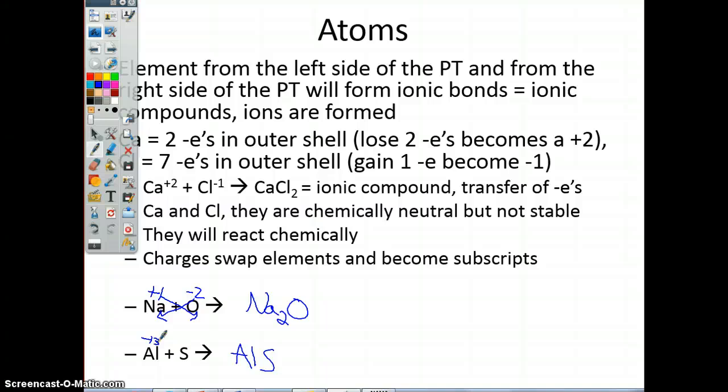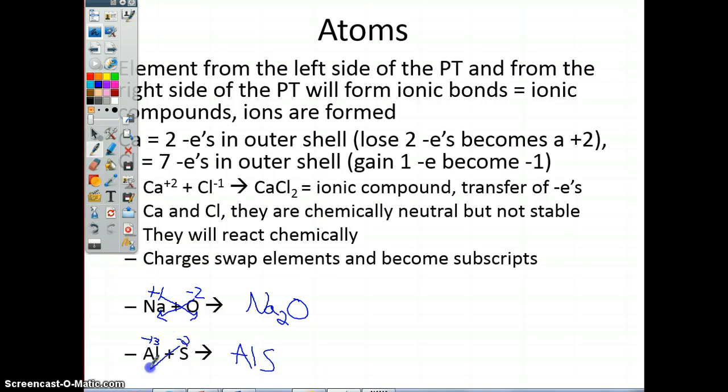Sulfur is in family 6A. It's not happy. It has 6 electrons in its outer shell. It's going to gain 2. It's not going to lose 6. That takes too much time. It's going to gain 2 electrons. It's going to gain 2 negative friends. And so it will have a charge of -2.